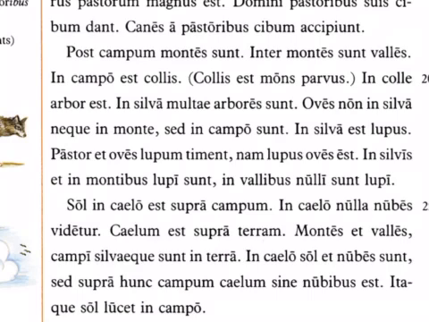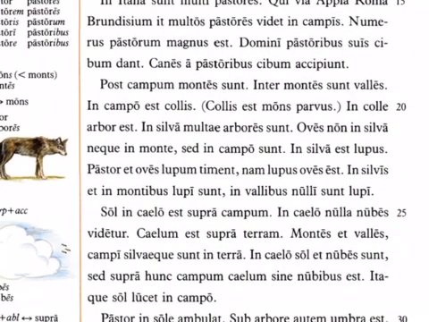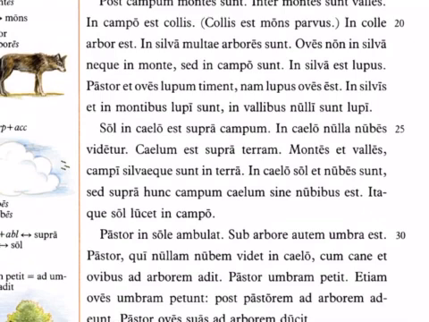In silvis et in montibus lupi sunt. In the forests and in the mountains there are wolves. In vallibus nulli sunt lupi. In the valleys there are no wolves. Sol in caelo est supra campum. The sun is in the sky above the field. In caelo nulla nubes videtur.